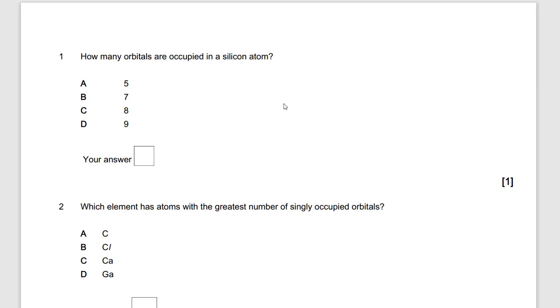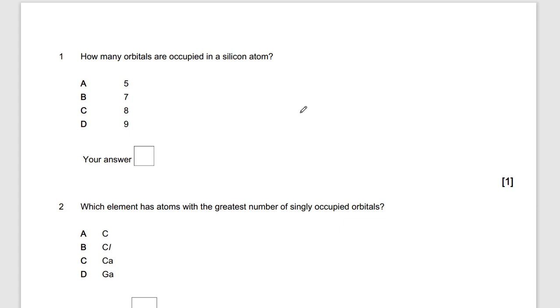about it. So in terms of basic electron structure, it's all to do with knowing the difference between subshells, orbitals, shells, and how they build up. So these are your common types of question. They'll give you, for example, something like this: how many orbitals are occupied in a silicon atom?